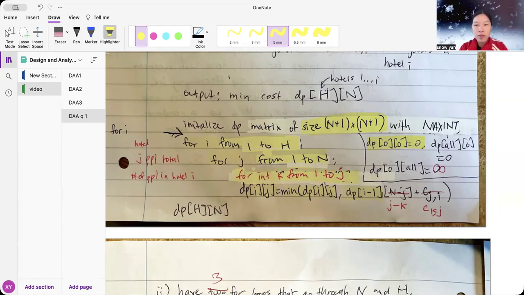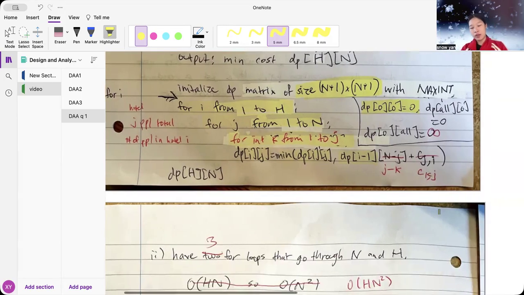What I messed up was that I missed this for loop. It should have been how many people were staying beforehand. If I have k people staying in hotel i, it means that I have j minus k people staying in the other hotels. So it would have been DP[i minus 1][j minus k], and then I would have to add the cost of staying at hotel i for that, so that would just be my cost.